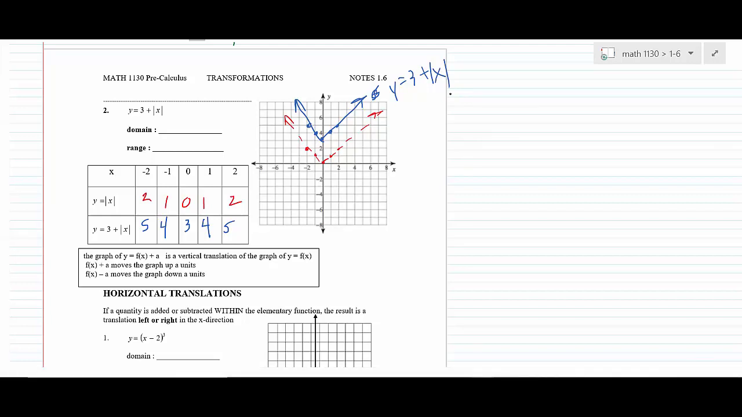Everything, all real numbers. How about the range? Where to where? 3 to infinity. Okay, range is y. That's your lowest y. 3 to infinity like that. Okay, so we just say -infinity to infinity for the domain. Then we say bracket 3 to infinity for the range like that.